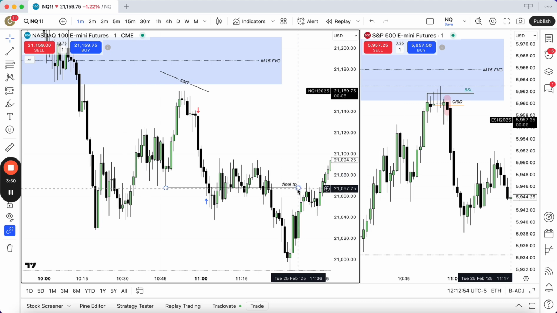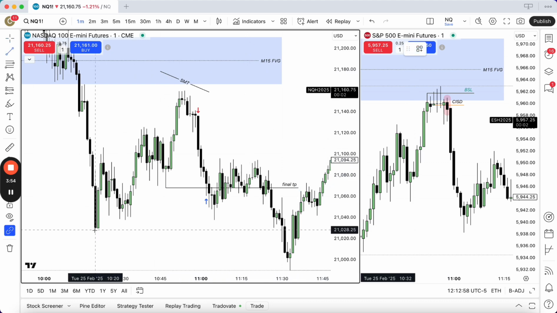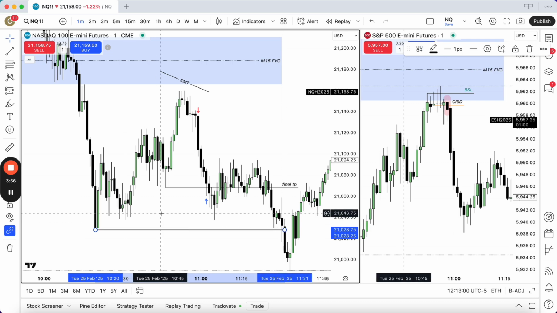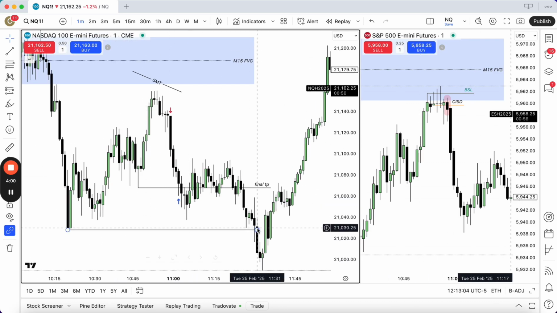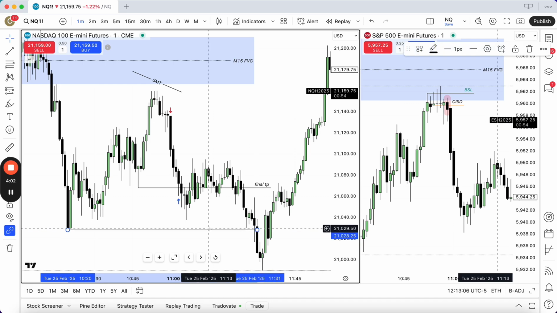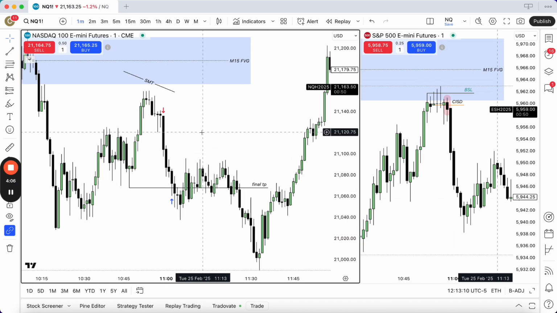So my final TP was originally this level right here. This 4-hour low was my initial final TP. But I was like, okay, it's bad PA, it's still good RR. I'm just going to use this resting sell side liquidity.